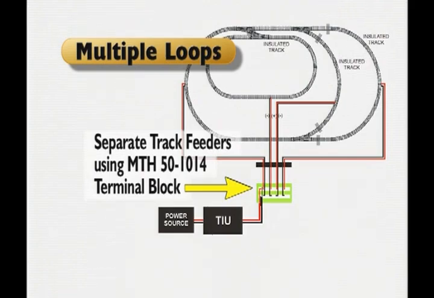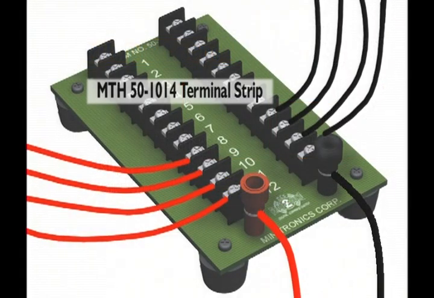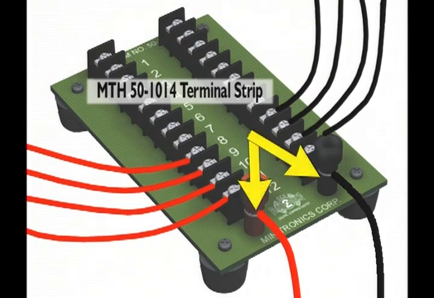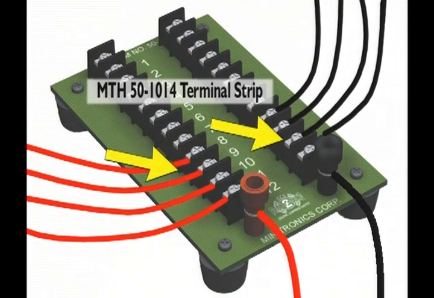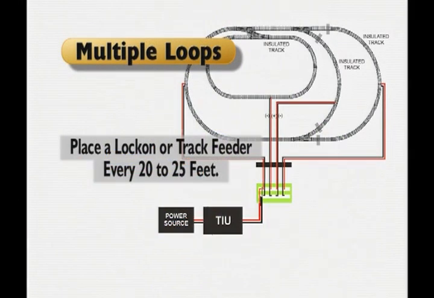The easiest way to do that is to use the MTH terminal strip. You connect the power feed wires from the TIU here, and the track feeders fan out from the terminal strip from these terminals. We recommend using a lock-on or track feeder every 20 to 25 feet, depending on your layout's needs.